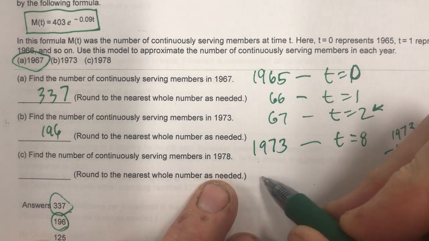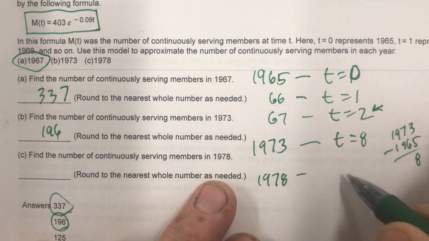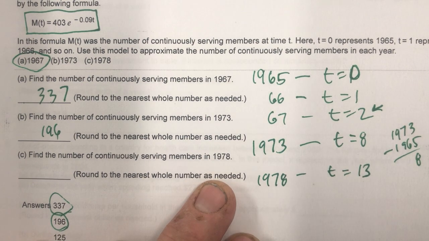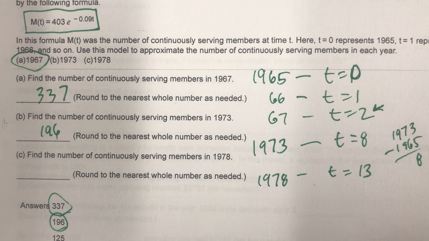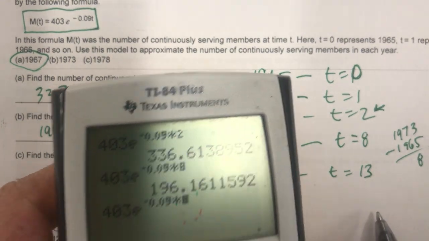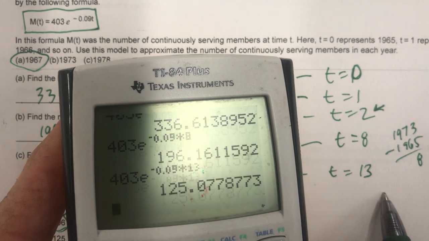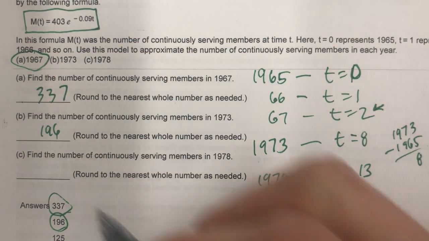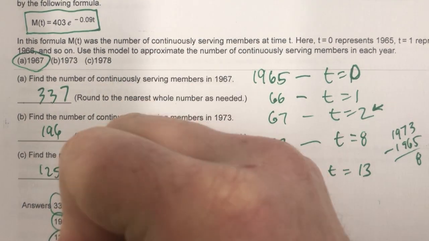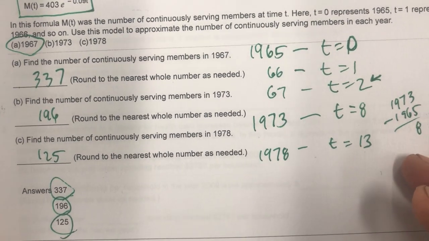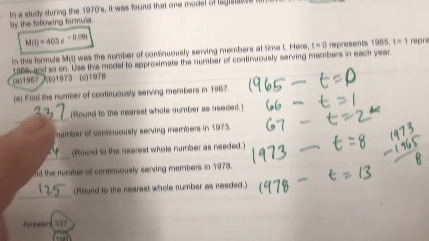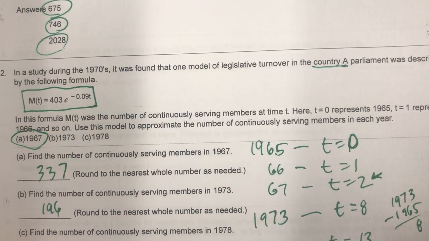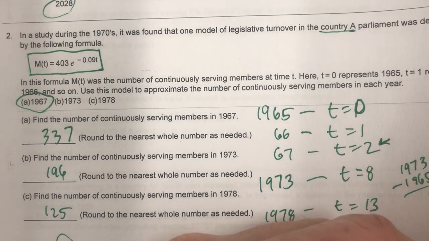The last one says 1978, which means t would be 13. I'm just going to do 1978 minus 1965, which is 13. So t equals 13. I'll put that in for time, and I get 125. And we're good on all three of them. And you can see here how the numbers are declining, because it was a negative percent, which is a decay.